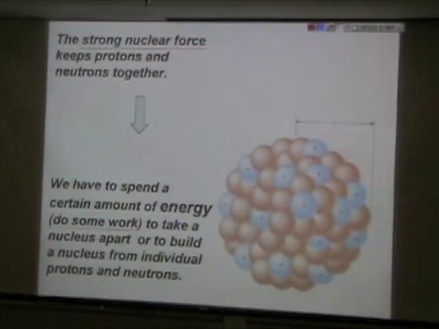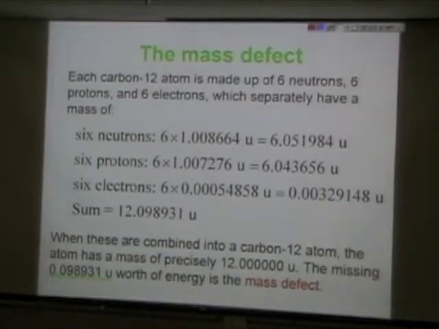And in order to hold them together or take them apart, we have to do some work. If you want to calculate that amount of work, or the amount of energy which binds nucleons together, we have to find the mass deficit, or mass defect. What is it? The idea is simple. Let's say you have helium. It has 2 protons and 2 neutrons.